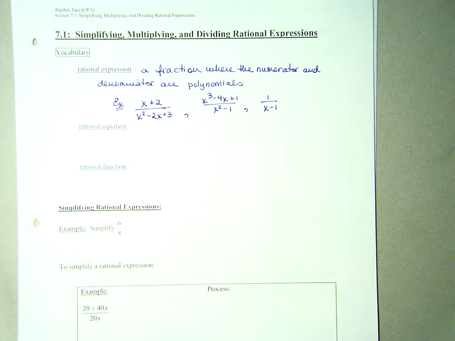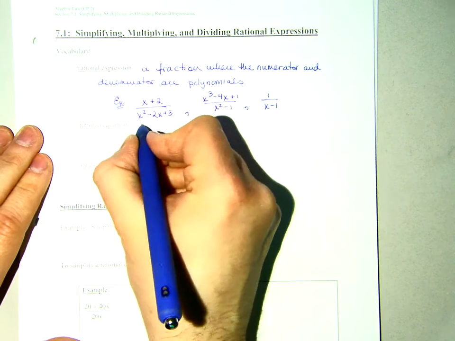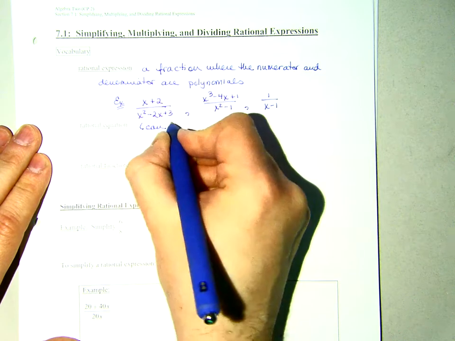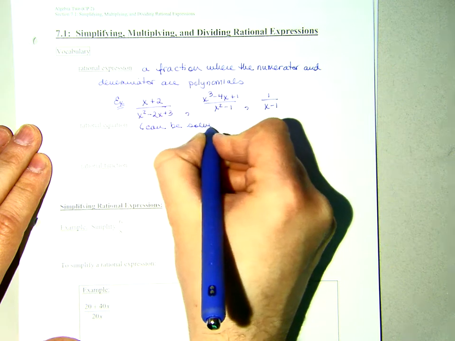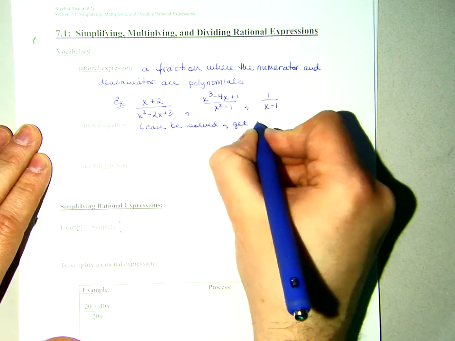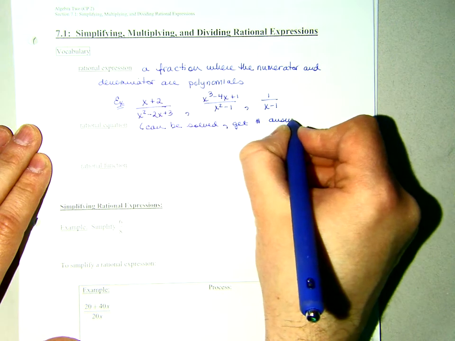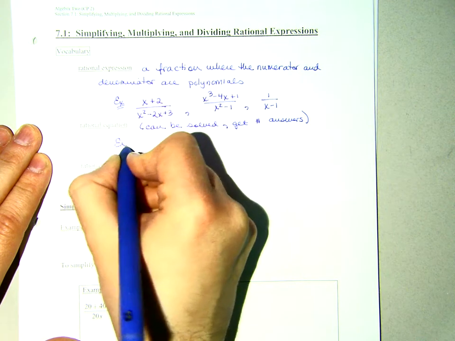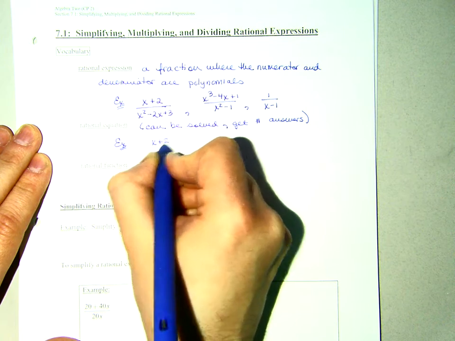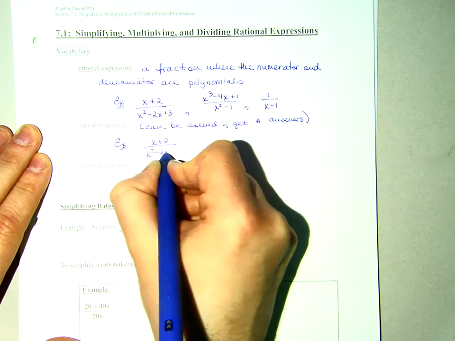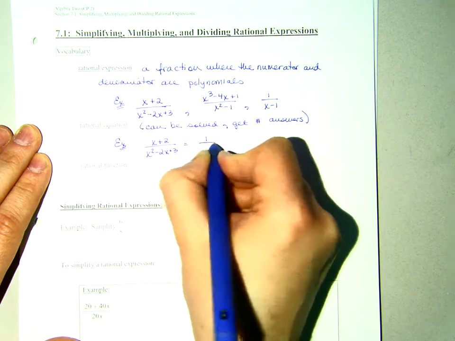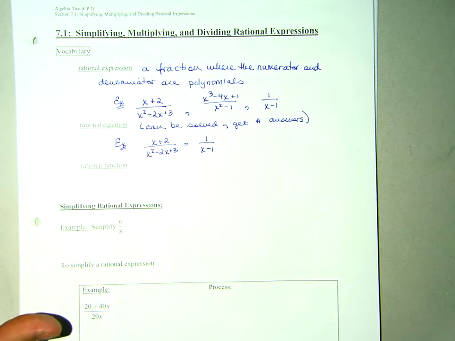Rational expressions, as opposed to rational equations. What can you do with an equation? Solve it. I'm just going to say, for our kind of definition, but not really, that it can be solved. We get number answers. For example, maybe something like x plus 2 over x squared minus 2x plus 3 equals 1 over x minus 1. And our goal is to somehow figure out an x value that would make both sides of that equation the same. That'll be next week. It won't really be a huge deal when we get there next week.